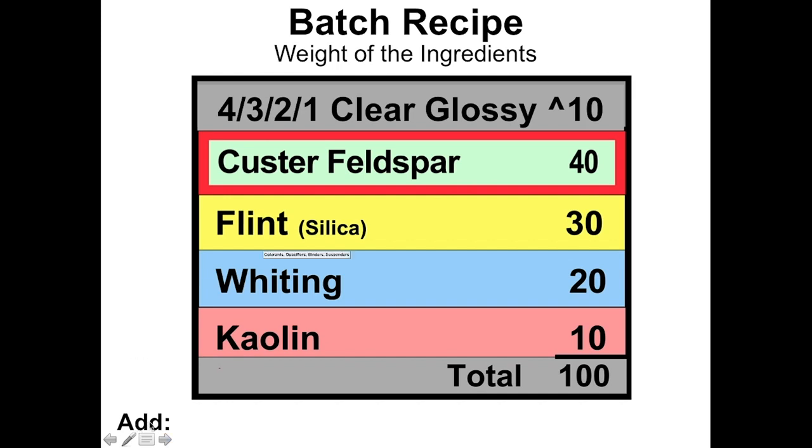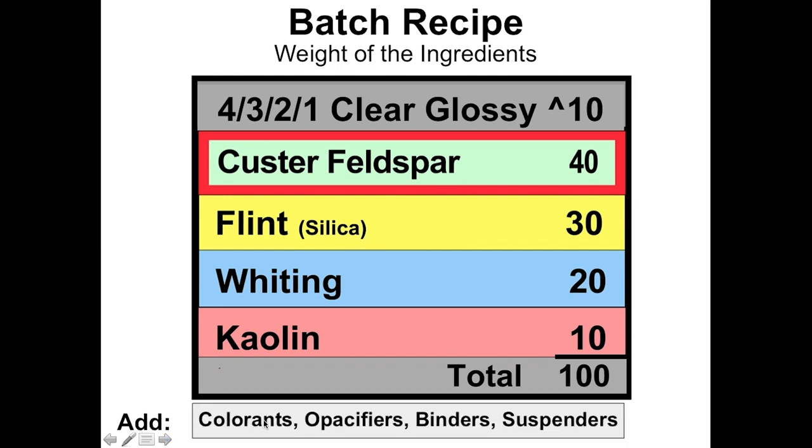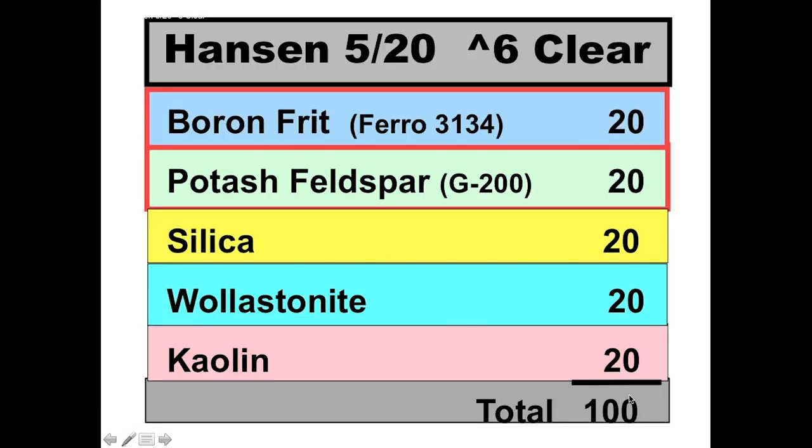Then separately, we add the colorants, opacifiers, binders, and suspenders. So they are not included in the basic 100% of the recipe. And this is Hansen's 520, a cone 6 clear glaze. Same thing, we have 5 ingredients, and it's called 520 because they're all 20%. And the glaze always adds up to 100%. The base glaze. Colorants are not included in that 100%.